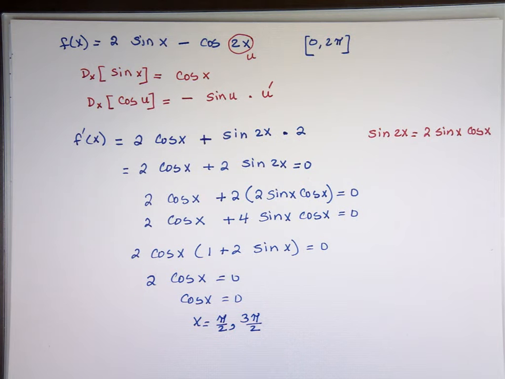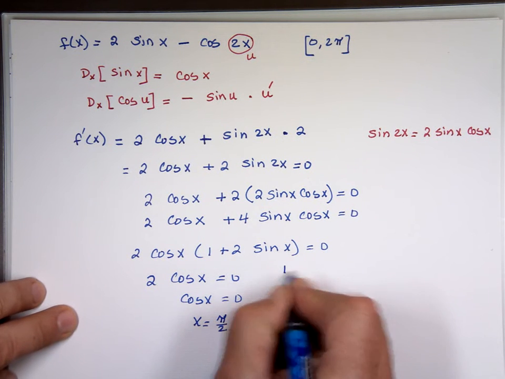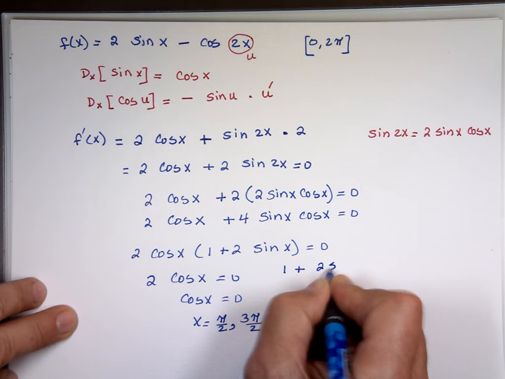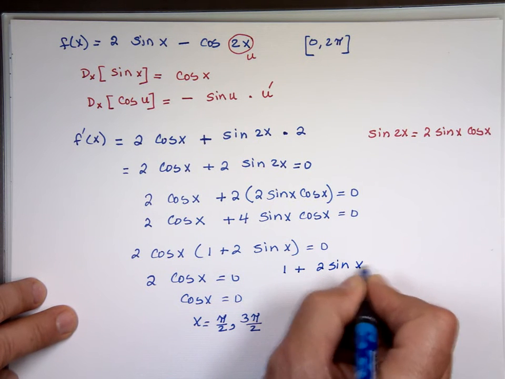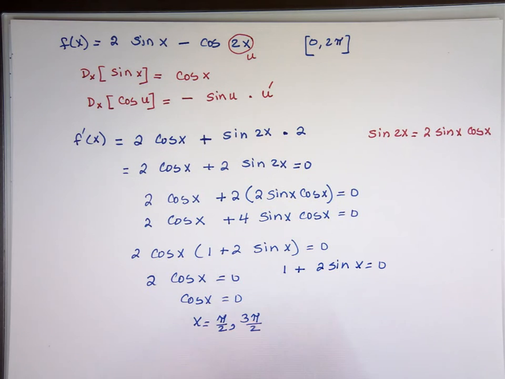Now the second one, 1 plus 2 sine x has to equal 0. You're multiplying two things and you want your answer to be 0. That means one of them has to be 0. At least one of them. Could be both. I'm looking for that unit circle. I might have it here. Yep. I always leave one handy.